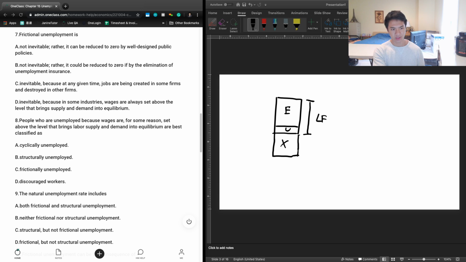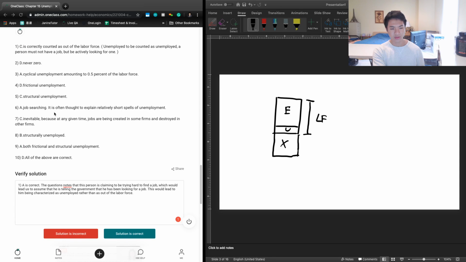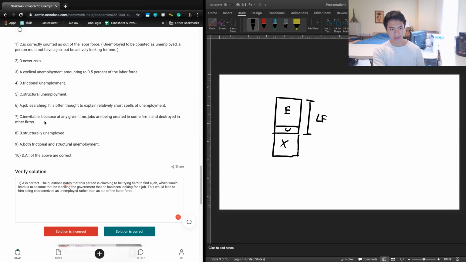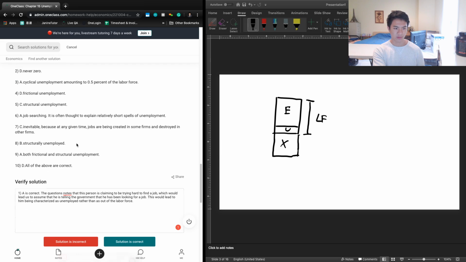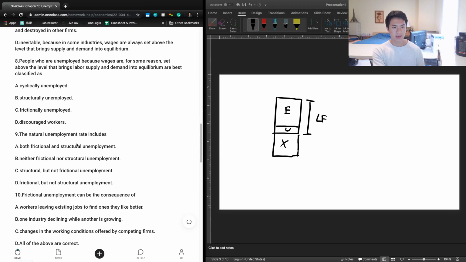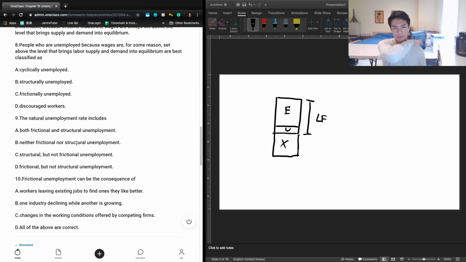So the answer choice here is going to be C, inevitable, because at any given time, jobs are being created in some firms and destroyed in other firms. 8 says people who are unemployed because wages are for some reason set above the level that brings labor supply and demand into equilibrium are best classified as which of the following.